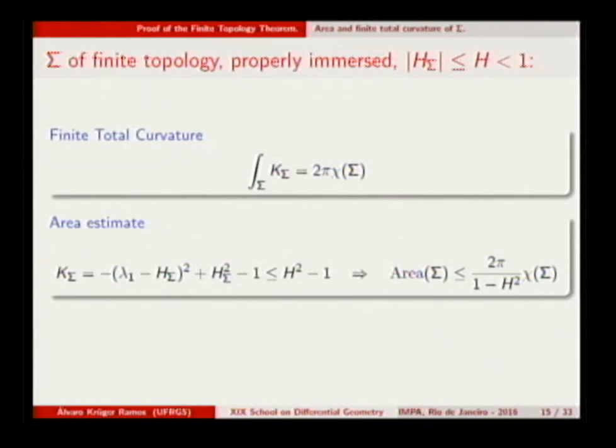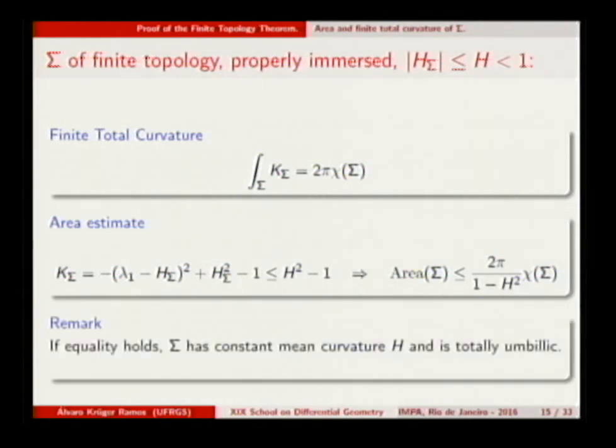And what if equality holds? If equality holds, then lambda 1 should be equal to the mean curvature of sigma, and the mean curvature of sigma should be equal to h. So if equality holds, sigma is totally umbilic and has constant mean curvature.